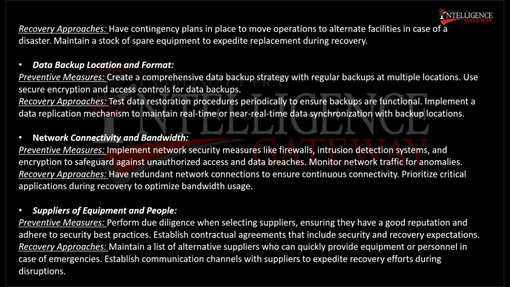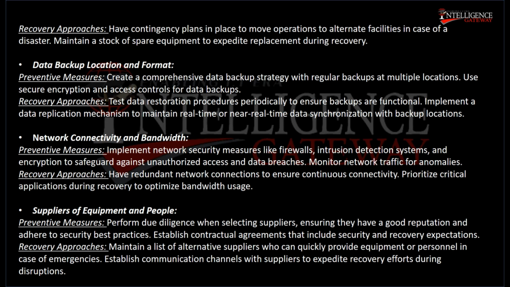Network connectivity and bandwidth. Preventive measures: implement network security measures like firewalls, intrusion detection systems, and encryption to safeguard against unauthorized access and data breaches. Monitor network traffic for anomalies. Recovery approaches: have redundant network connections to ensure continuous connectivity. Prioritize critical applications during recovery to optimize bandwidth usage.